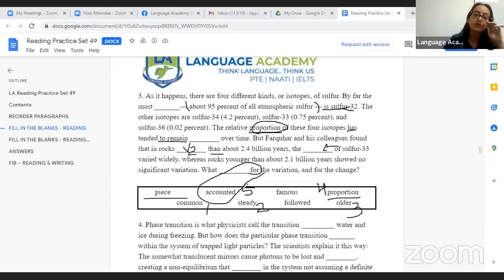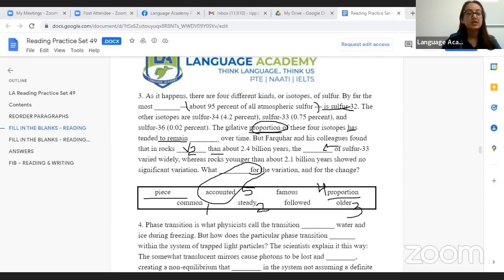So we'll go with what accounted for. Accounted for means what was the reason behind, what led to this variation. So what accounted for the variation and for the change. So these are the answers. I'll repeat once again. First one, there are 4 types. The most common is this.